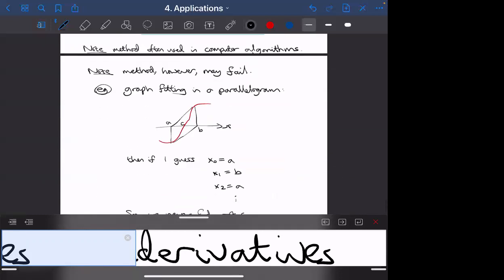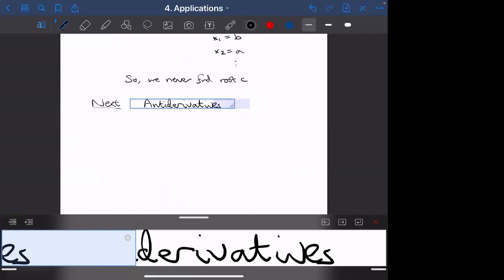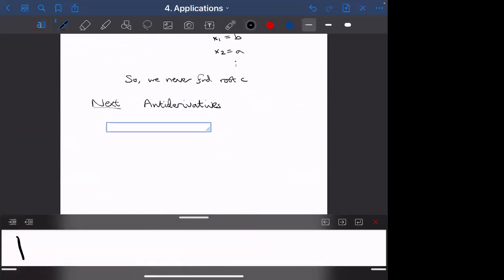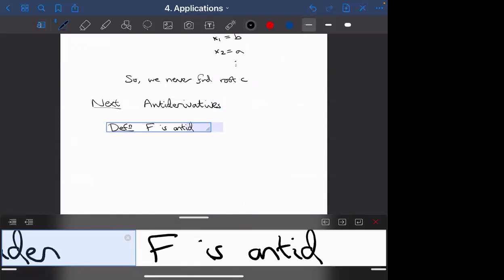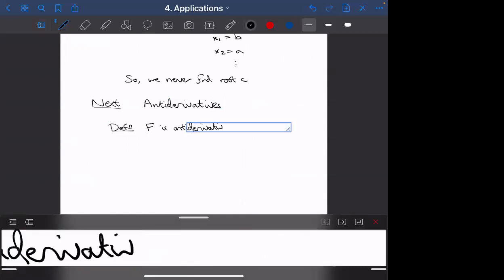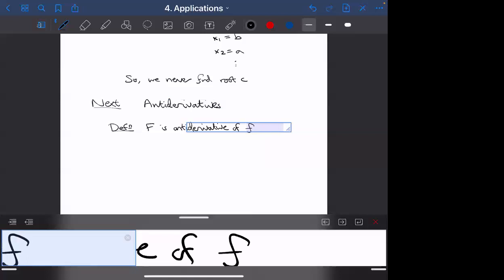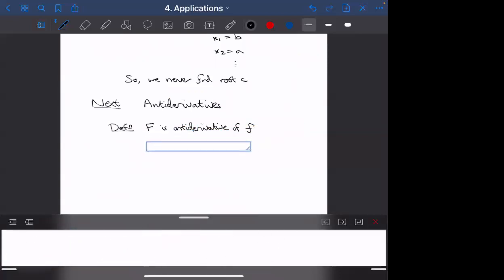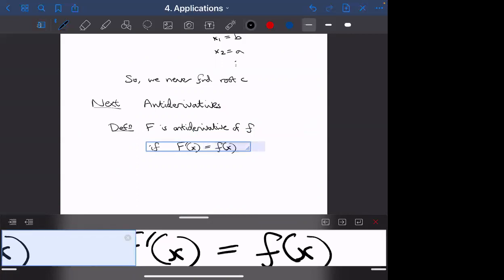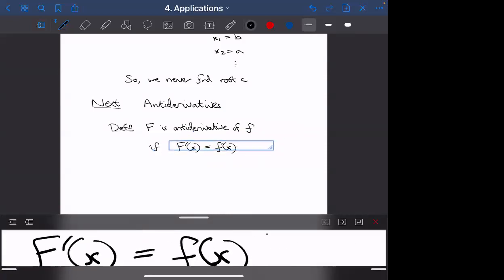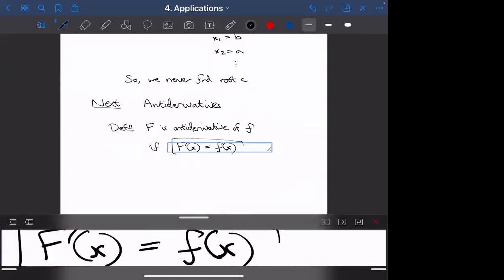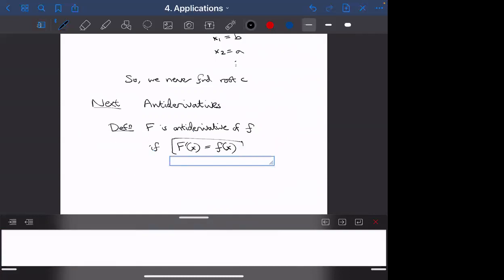Okay, so let me just finish by giving the definition of an antiderivative. Definition: F is an antiderivative of f if the derivative of F, big F, is little f. And these are very useful, just like derivatives. So we'll talk about that next time.